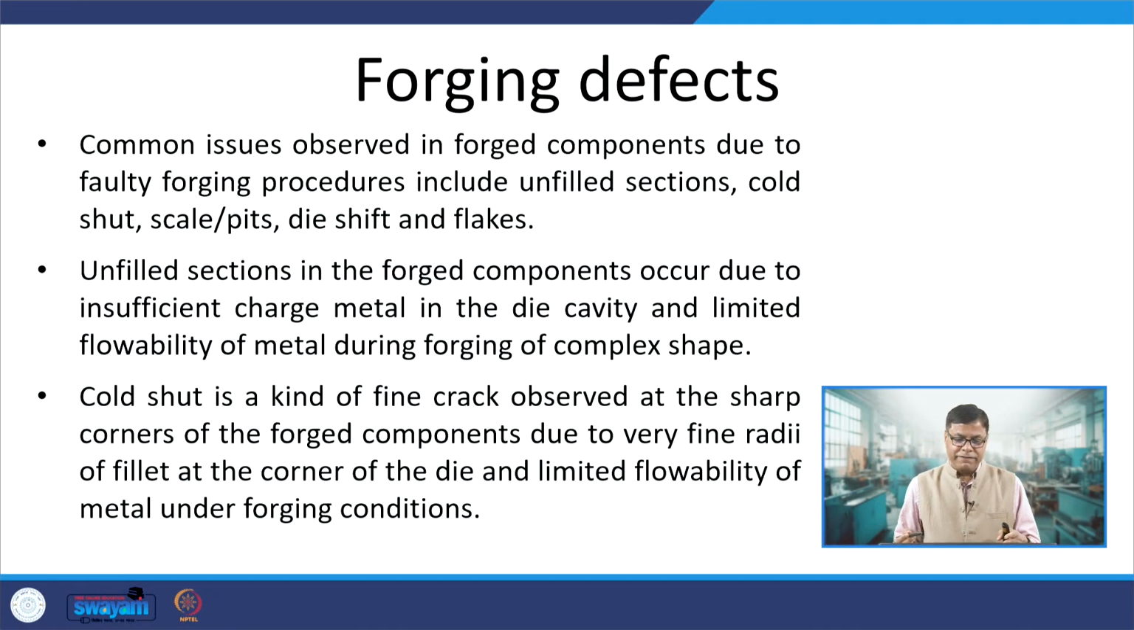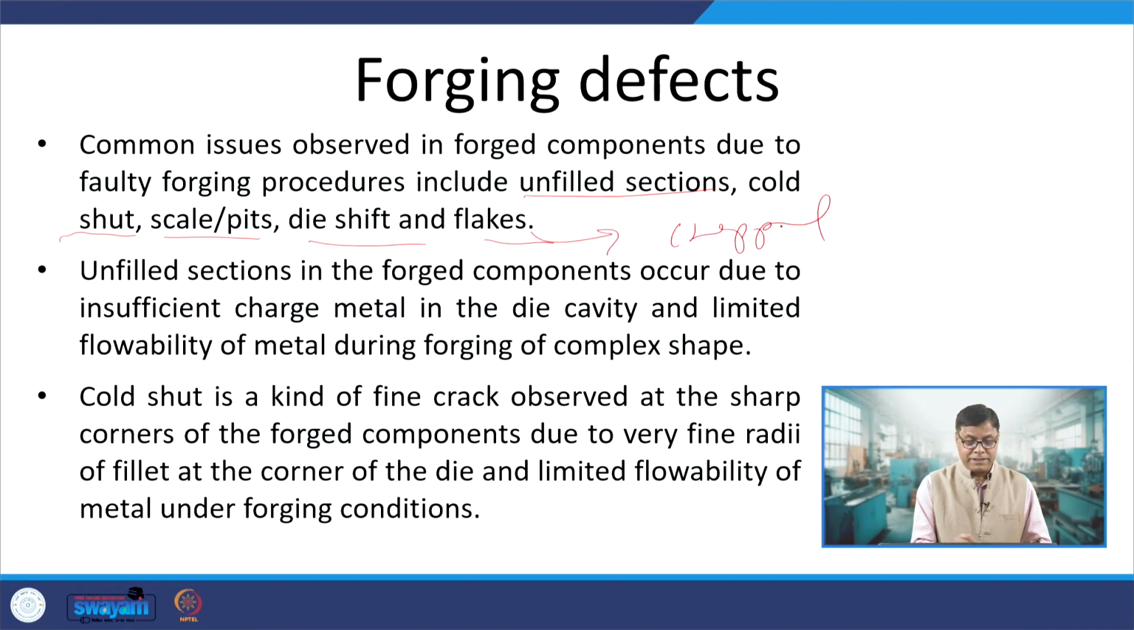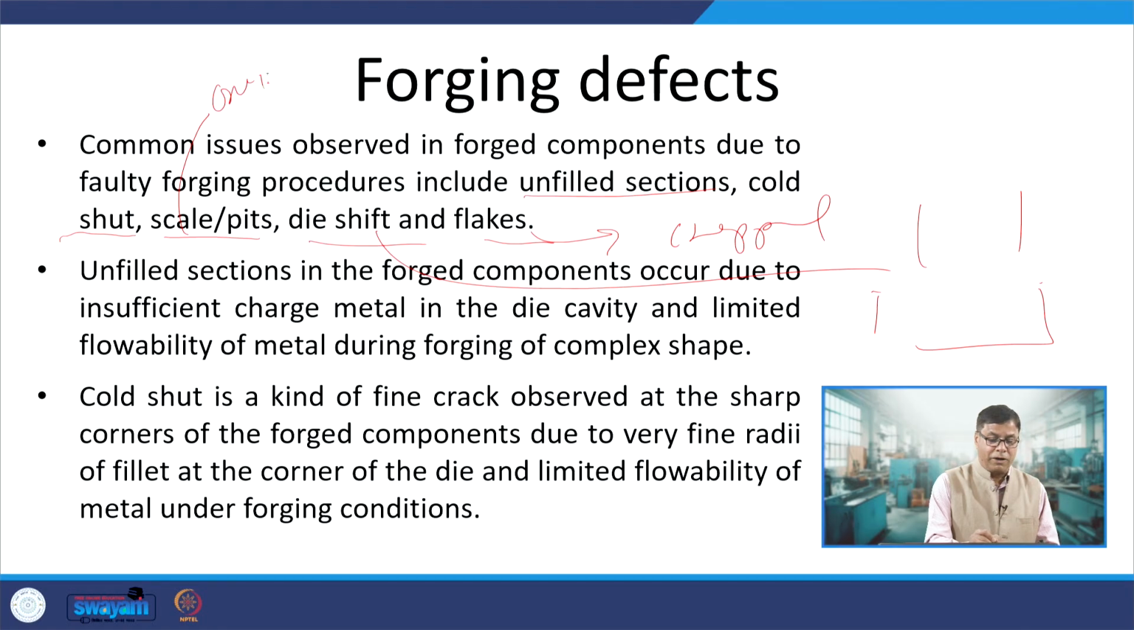As far as forging defects are concerned, the common issues observed in the forged components due to faulty procedures are unfilled section, cold shut, scales and pits, die shifts and flakes. Flake happens particularly due to chipping, die shift happens due to misalignment of the upper and lower die, which changes the shape of the product being made. Scaling happens due to oxidation of the metal due to exposure to high temperature conditions.